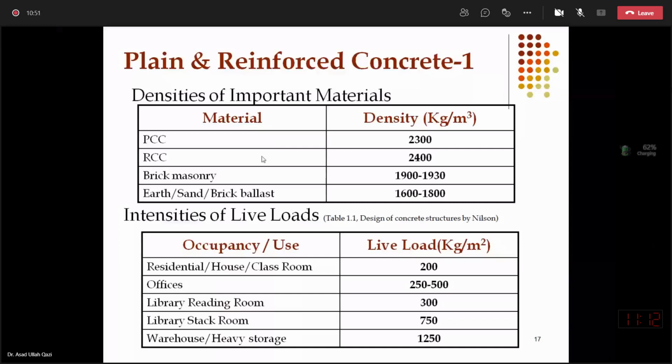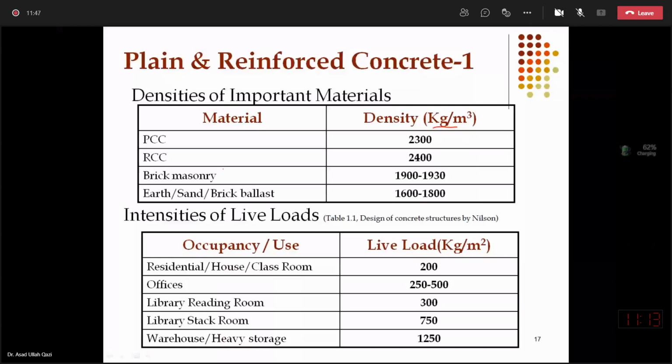In the first table, very important materials which are normally used in construction, their corresponding densities are summarized, and I recommend you memorize them. For plain cement concrete, the density will be around 2300 kg per meter cube. And in reinforced concrete, where reinforcement is also present, the density will be a little higher, and a good value to consider while estimating the self weights will be 2400 kg per meter cube.